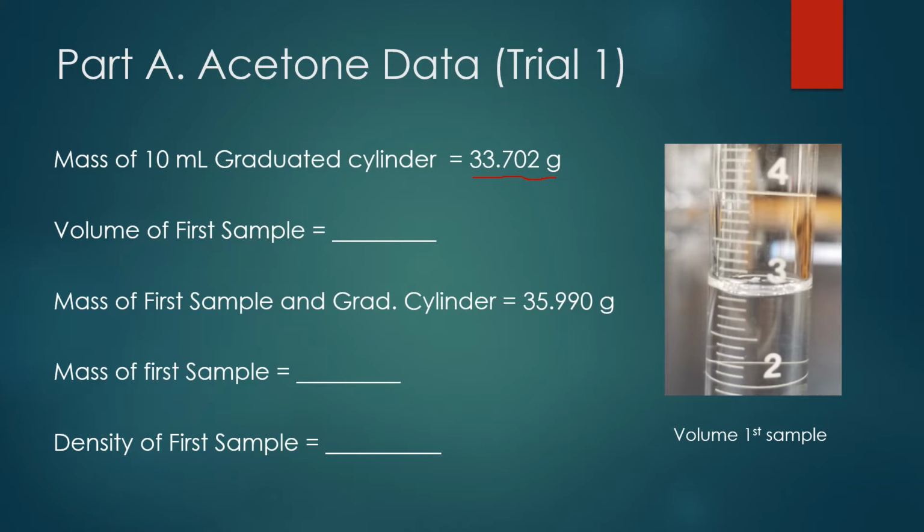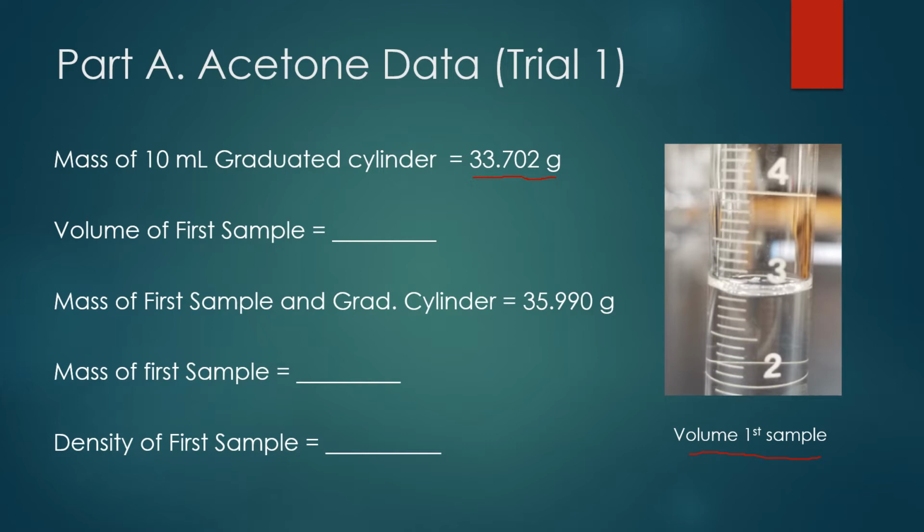Next, we are going to add approximately 3 milliliters of acetone to that graduated cylinder. So in this next empty space, volume of first sample, you are going to use the picture to the right to figure out what the exact milliliters of acetone are in that graduated cylinder. Remember, whenever you are measuring with the device, you want to go one further than the device allows.